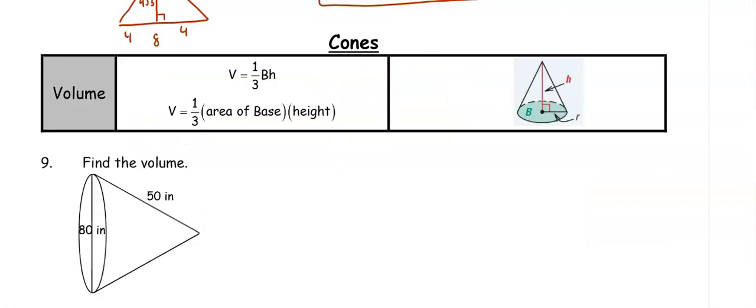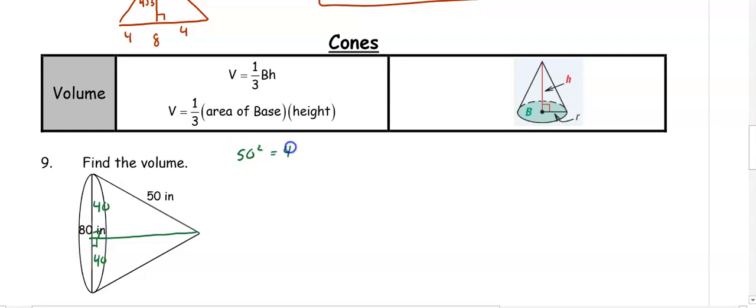The volume of a cone. So the volume of the cone is the same as the volume of the pyramid. It is 1/3 base area times height. Remember though, because it's a cone, our base area is always pi r squared. So in number 9, we have the diameter and we have our slant height. So we need to draw in our height, which splits that diameter into 40 and 40 for the radius. And then we do Pythagorean theorem to find the height.